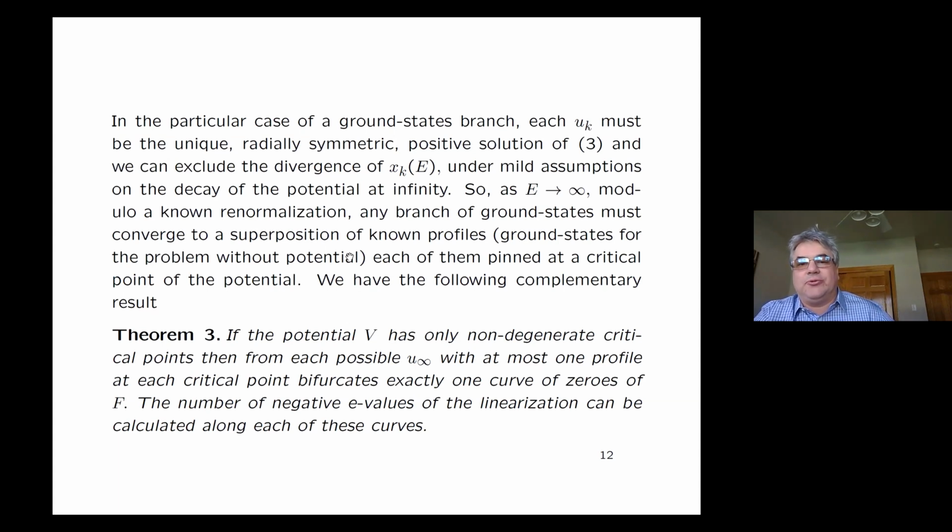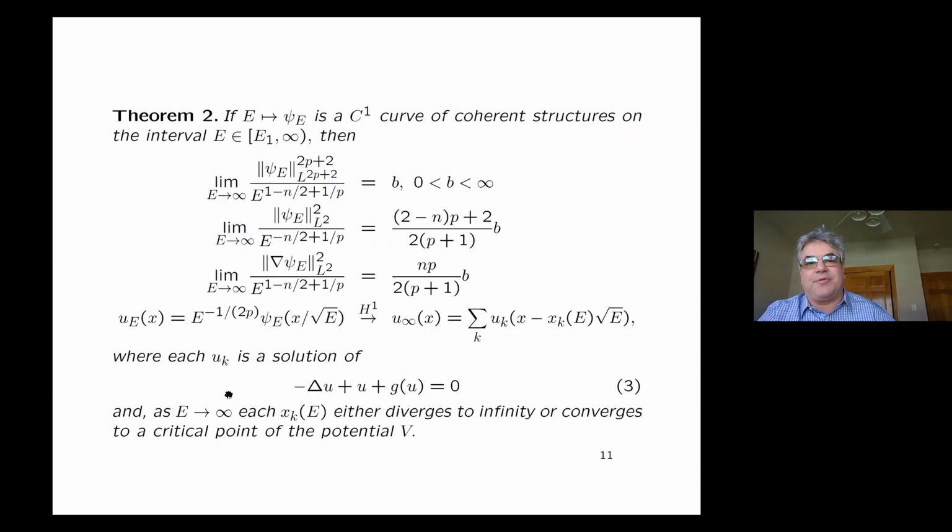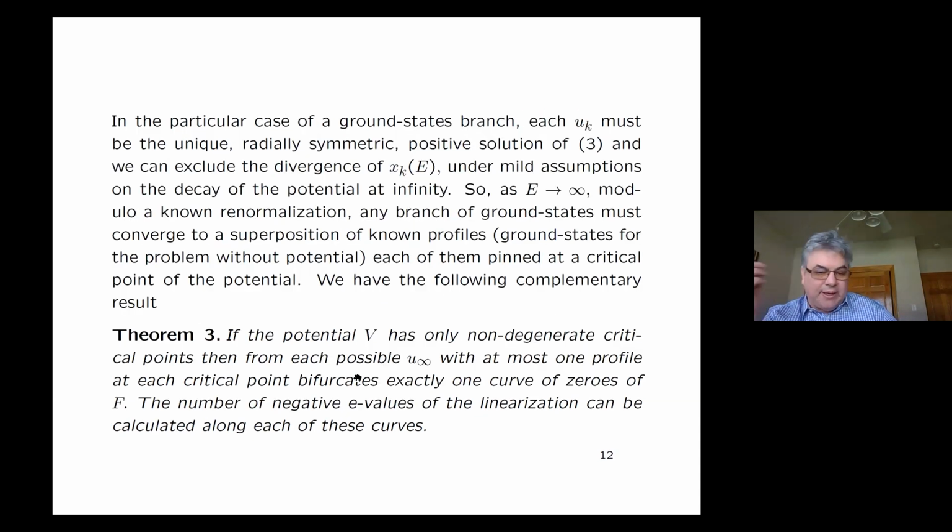They all work to show the result that basically, for ground states, so for positive solutions, you only have x_k converging to critical points of the potential. And then you have the opposite theorem, or the reciprocal, if you want. If you start from a distribution of profiles at each critical point, there is exactly one curve modulo rotation. It will be a kind of a parabolic type of rotational surface of solutions that emerge from that limiting point at E equal infinity.